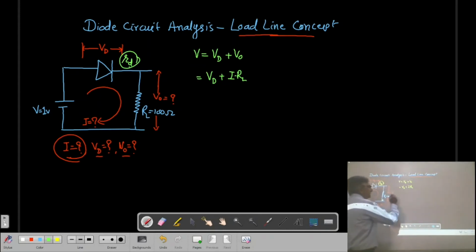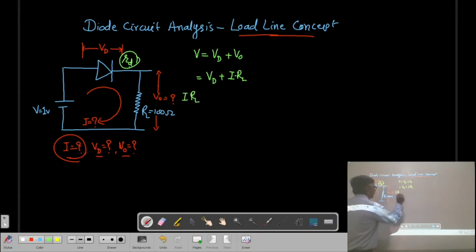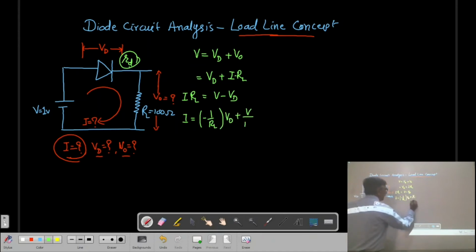Now, I will make an equation for I. Let us write one more step: I into RL is equal to V minus Vd, and therefore I will be equal to minus 1 upon RL into Vd, plus V by RL. Now look at this characteristic curve.